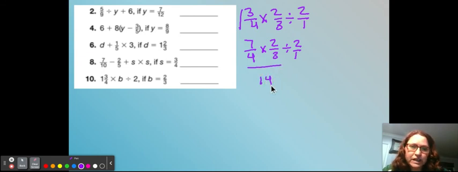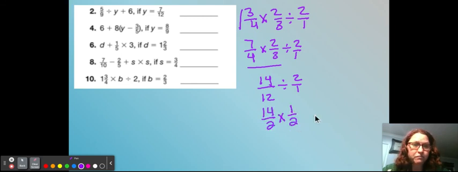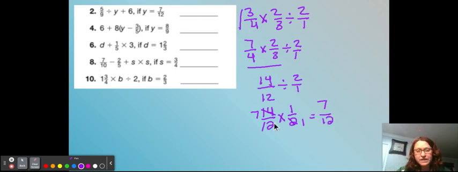7 times 2 is 14. 4 times 3 is 12. Okay. Divided by 2 over 1. So now I have to do keep, change, flip. So keep my first fraction, change my sign, and flip my second one. Okay. 14 and 2 I can simplify. 14 divided by 2 is 7. 2 divided by 2 is 1. 7 times 1 is 7. 12 times 1 is 12. Now my answer is done because 7 is smaller than 12 and it is simplified.